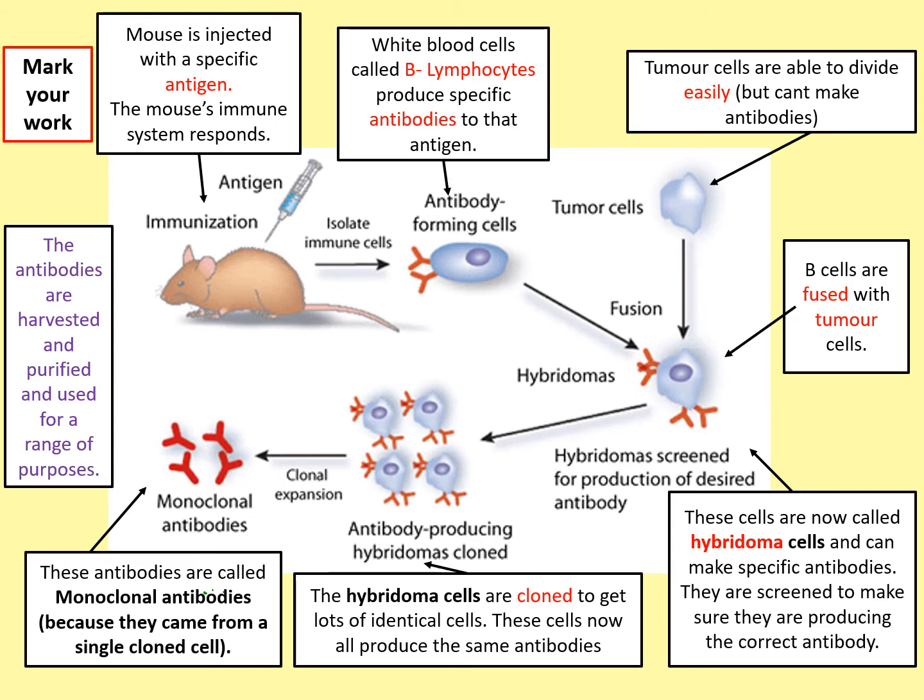They are then screened to make sure they are producing the correct ones. And then the hybridoma cells are cloned. So the missing word is cloned to get lots of identical cells. These cells are now all producing the same antibodies. And then the antibodies are now called monoclonal antibodies because they have come from a single cloned cell. And then the antibodies are harvested and purified and used for a range of purposes.